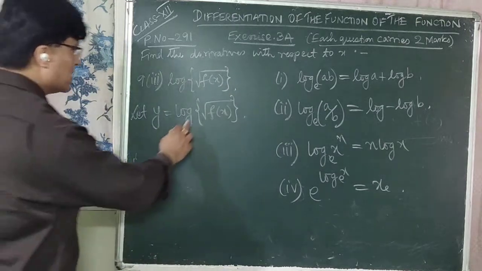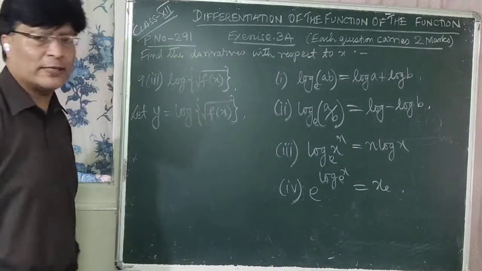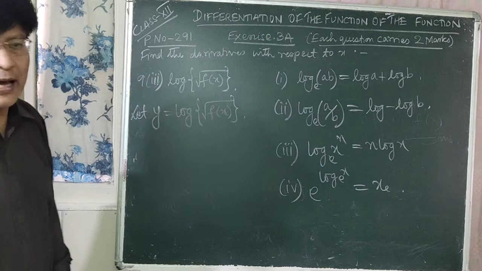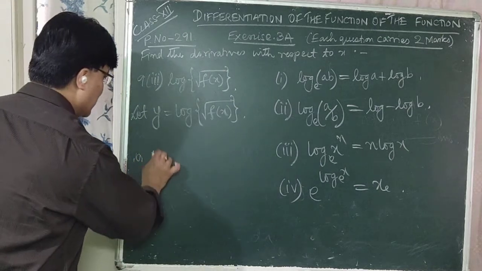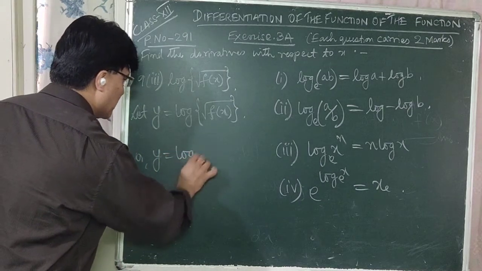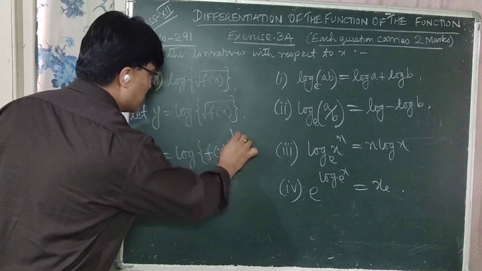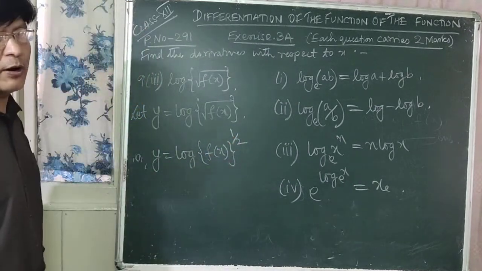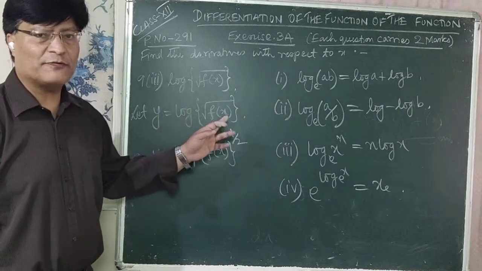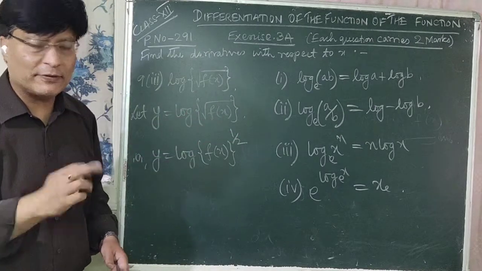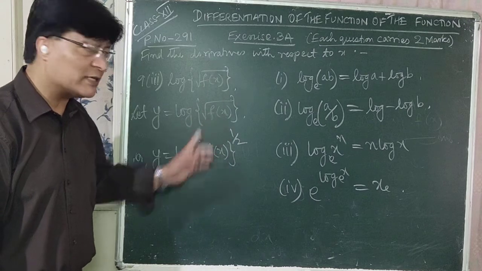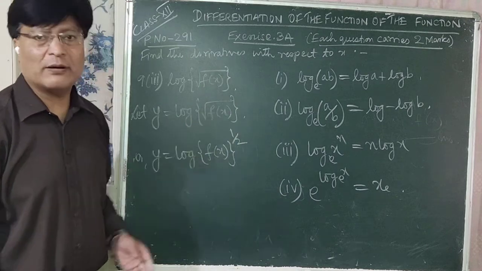So now in this case, it is the square root of f of x. What do you mean by square root? It is whole to the power half, isn't it? Or y is equal to log, now we can write within brackets f of x, whole to the power half. That is, square root of a means a to the power half. Similarly, the square root of f of x is f of x whole to the power half.